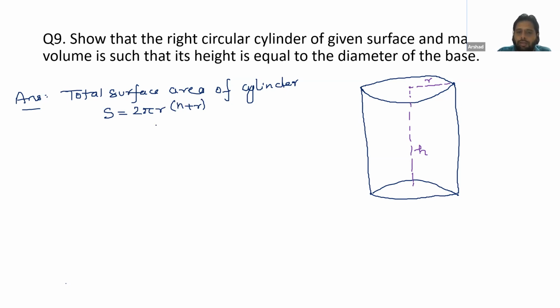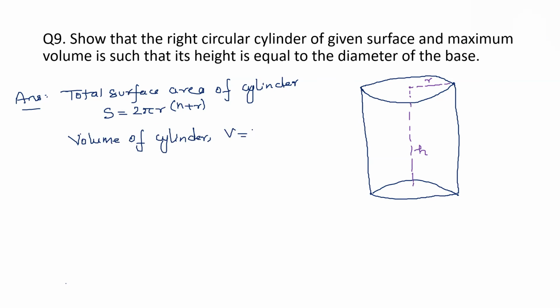So surface area is 2 pi r h plus r, and they're saying that volume is maximum. Then who can tell me what is the volume of a cylinder? Pi r square h. Very good. Then the next question is from Seth. Seth, in this expression, how many variables are there? Two variables. Okay, radius and h both are variable.